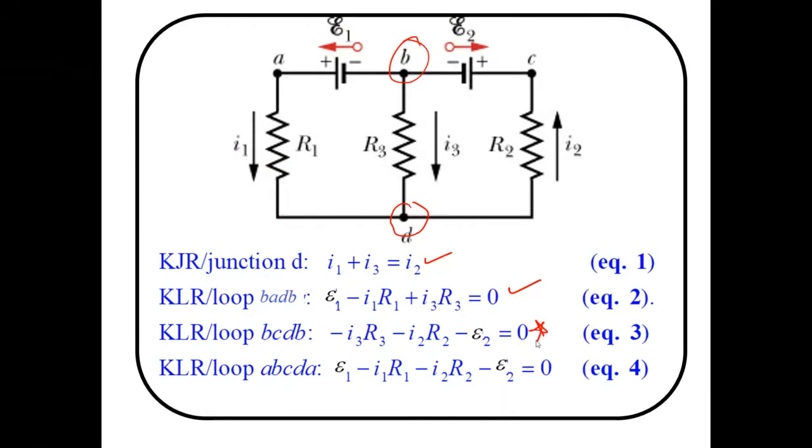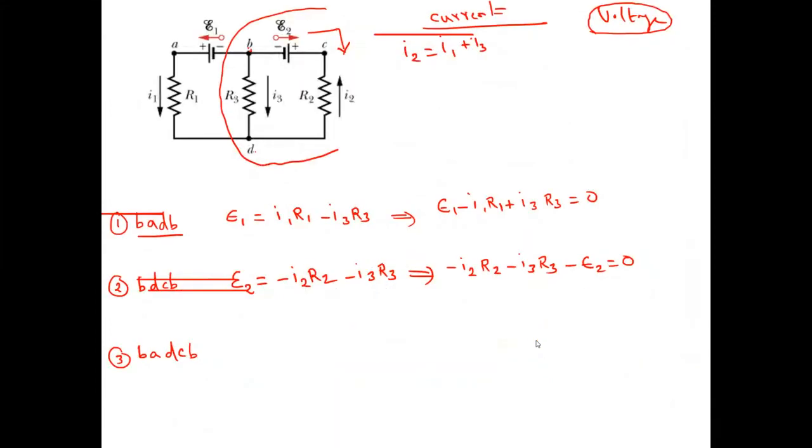Understand? Yes, clear. Okay. Doctor, why do you put a negative with I2 R2? My dear, you can see this arrow mark is in this direction. Am I right? But what is the direction of this current? Oh, yes, it's opposite. So that's why I put a negative for I2.